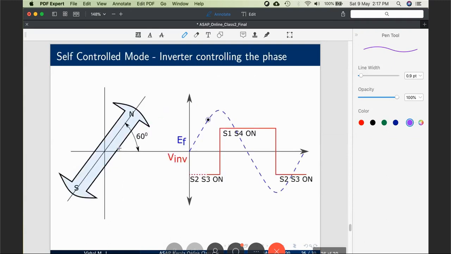Now assume that the rotor poles are at 60 degree at a given time. We cannot open the machine and see where the rotor poles are, so we are using rotor position encoders. The RPE says 60 degree. This is given by a rotor position encoder.